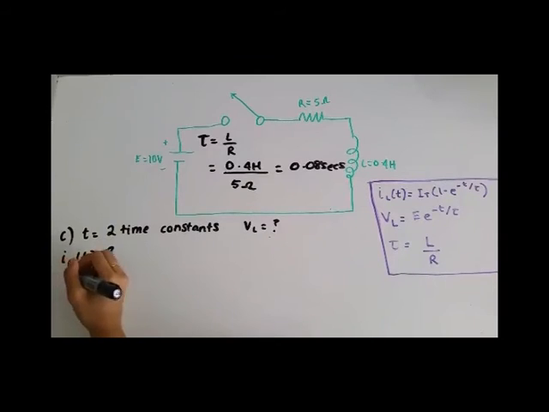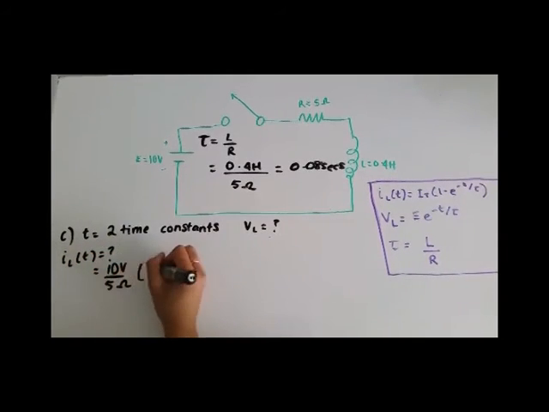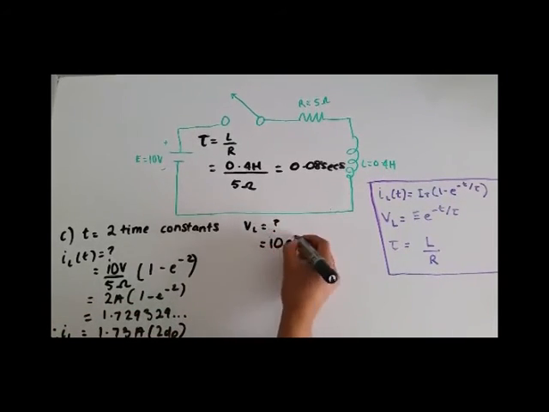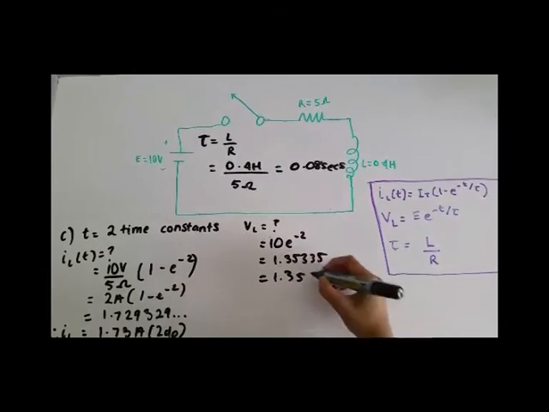C. At time equals 2 time constants, we just use our equations and sub in all our known values. Note that it is asking for 2 time constants, not 2 seconds. Subbing all our values in, we get that current equals 1.79 amps and voltage equals 1.35 volts.